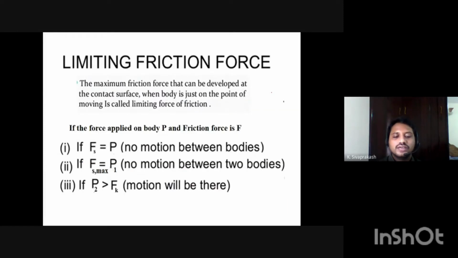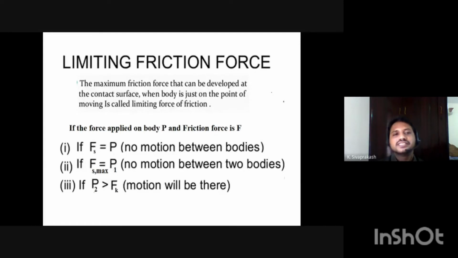And now I'll move to the topic limiting frictional force. Okay, so this is very important. You should understand what the limiting frictional force is. Let us see the definition of the limiting frictional force. The maximum frictional force that can be developed at the contact surface when the body is just on the point of moving is called the limiting frictional force.